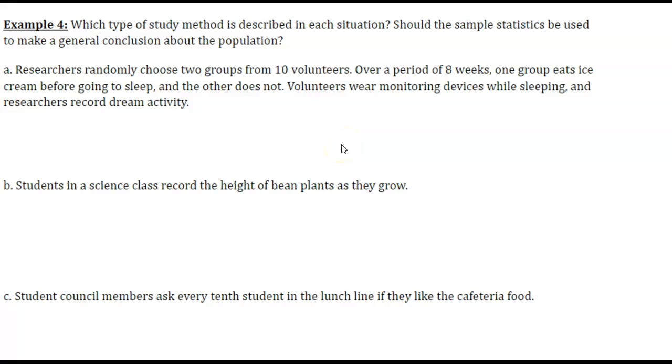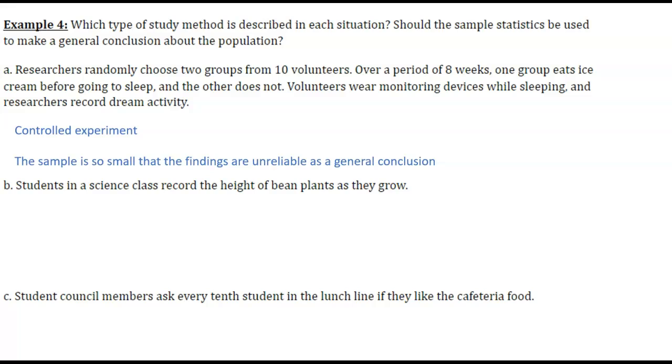Researchers randomly chose 2 groups from 10 volunteers over a period of 8 weeks. One group ate ice cream before they went to bed, the other didn't. So we have 2 groups. This would be a controlled experiment. However, we have to answer the question, should the sample statistic be used to make a general conclusion? Because we only asked 10 people, the sample is so small that the findings are unreliable as a general conclusion.